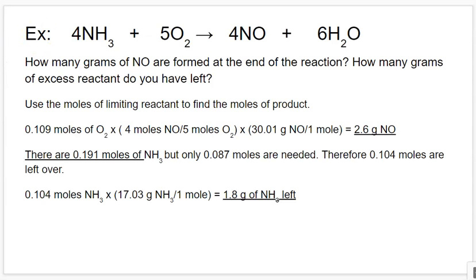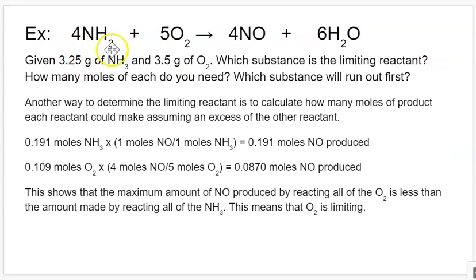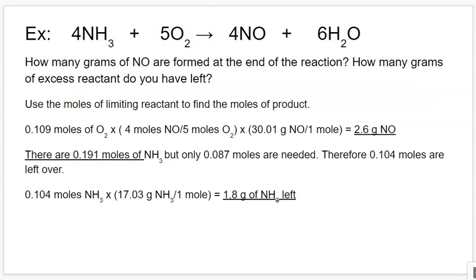So the moles of limiting reactant we can use to find the moles of product. That was my 0.109 moles of O2. I'm trying to figure out the grams of NO. So that's going to be a 4/5 ratio. And then I can multiply by the molar mass of NO, and that gives me 2.6 grams of NO. That's going to be my final answer here. You can see I have 2 sig figs. That's because in the original problem, I had 3 for ammonia and 2 for oxygen. So I'm going to be limited by that 2 there.